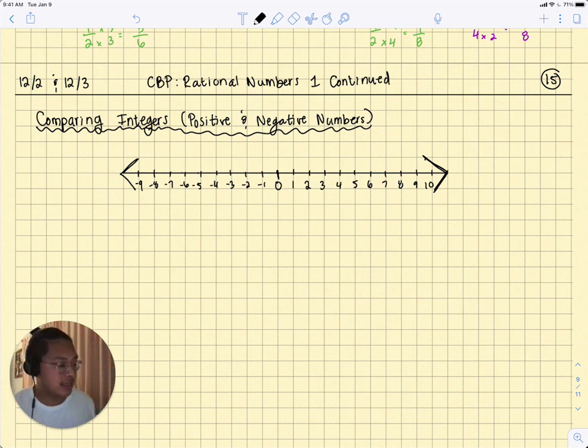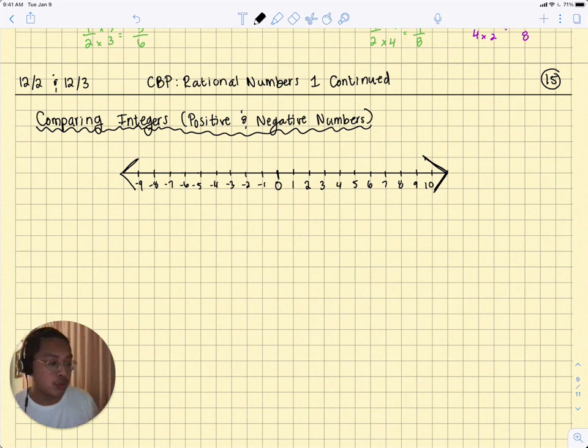All right, so this is generally what number lines look like, right? They expand infinitely in both directions, in a positive direction and a negative direction. And what we're going to be doing is comparing integers, comparing positive and negative numbers, basically telling me which number is greater, which one is lesser, and all of that good stuff, okay?